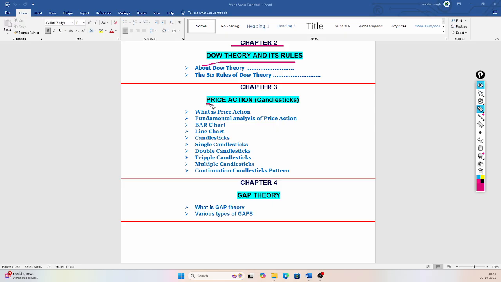And we have chapter number 3, price action and candlesticks, which is part B. What is price action? Fundamental analysis of price action, bar chart, line chart, candlesticks, single candlesticks, double candlesticks, triple candlesticks, multiple candlesticks, continuation candlestick patterns. Chapter number 4, gap theory. We will learn what gap theory is and the various types of gaps.